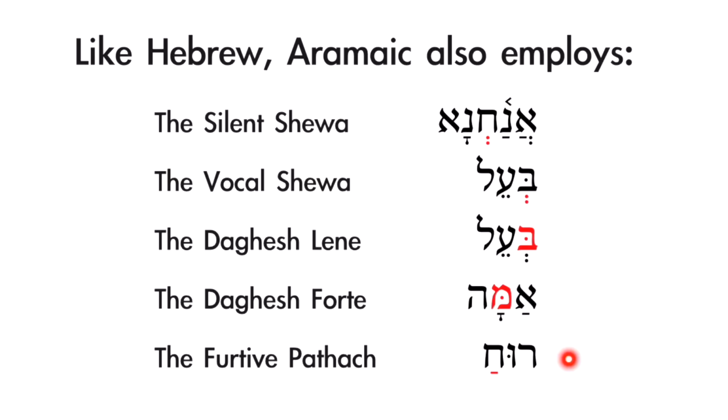Finally, you'll see in the last example a red pathic under the final root letter. This red pathic is called the furtive pathic. Now, what makes this pathic different than the other pathic you've seen? A couple of things.